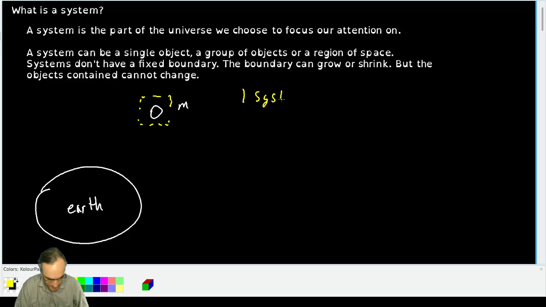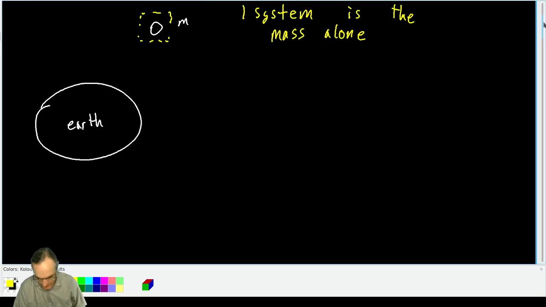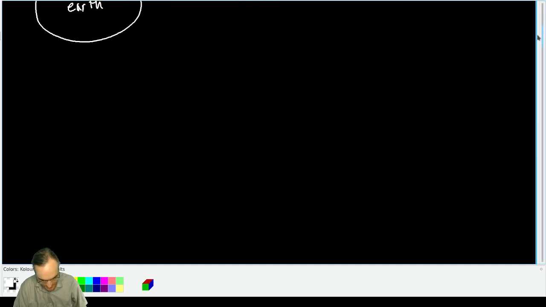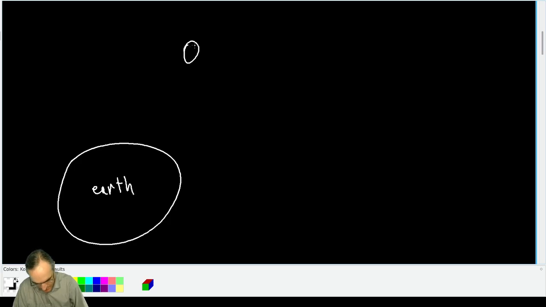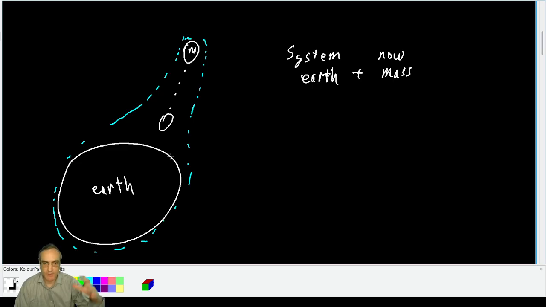So one system would be the mass alone. But you could just as easily take the same idea where you have the Earth, and you have your little external mass, and you can set the system up to be something that includes both the Earth and the mass, but not really anything else. So the system is now Earth plus mass. And what you notice is, as the object falls towards the Earth, as it gets closer and closer, the boundary of the system will change. It will only ever include those objects, so it will have to shrink as time goes on.